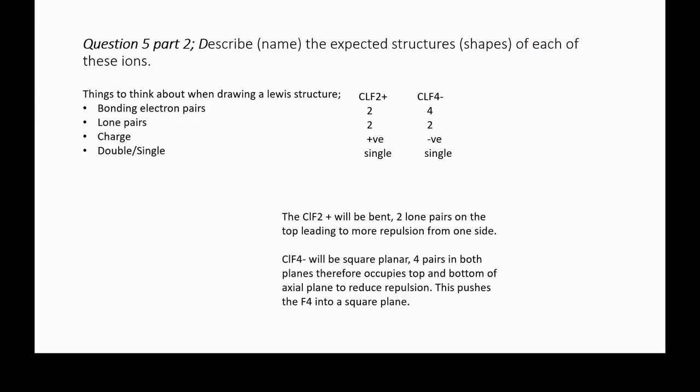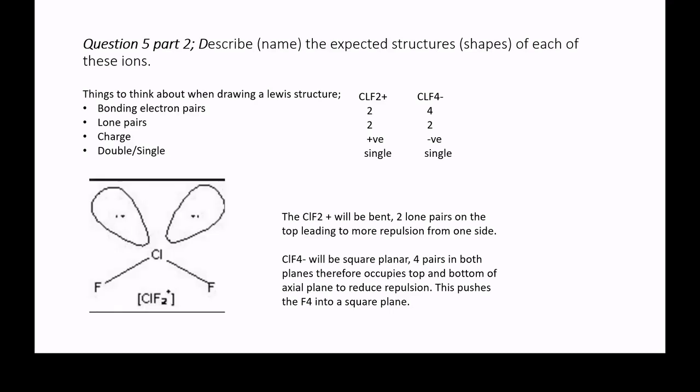Now the ClF2+ is going to take a bent shape. The 2 lone pairs are going to go to the top of the ion, and this is where they have the most space, and this means there will be more repulsion from one side, leading to a smaller bond angle of roughly 120 degrees between the 2 fluorines on the bottom.